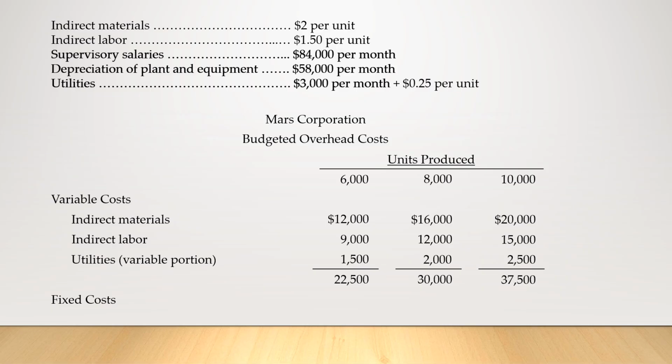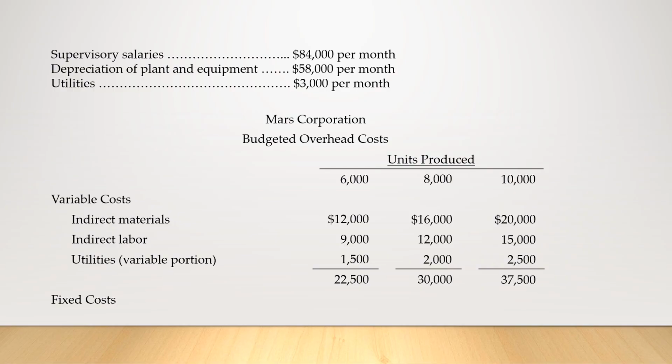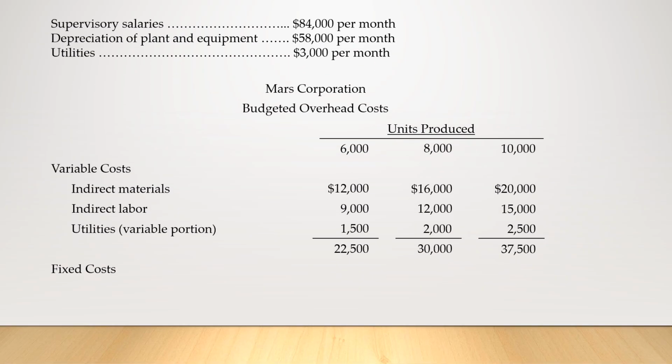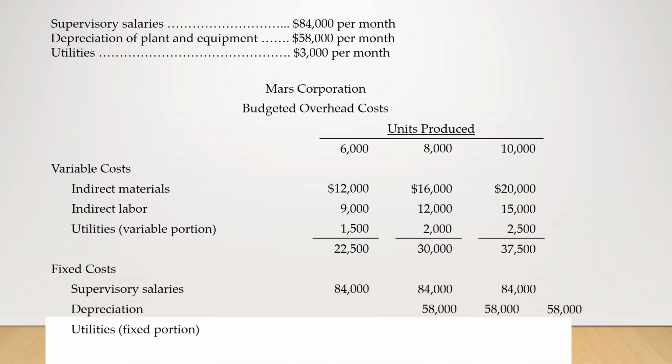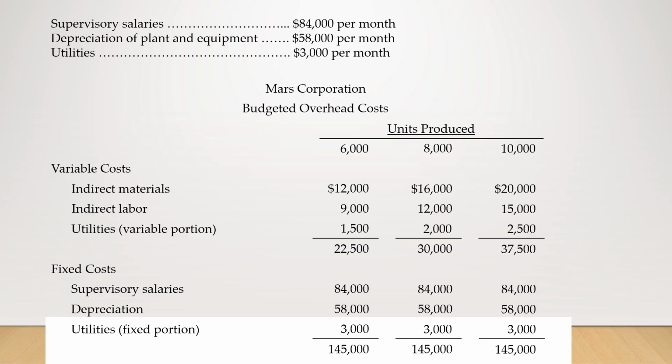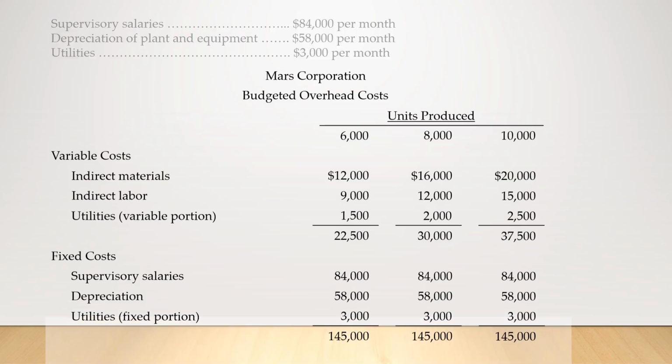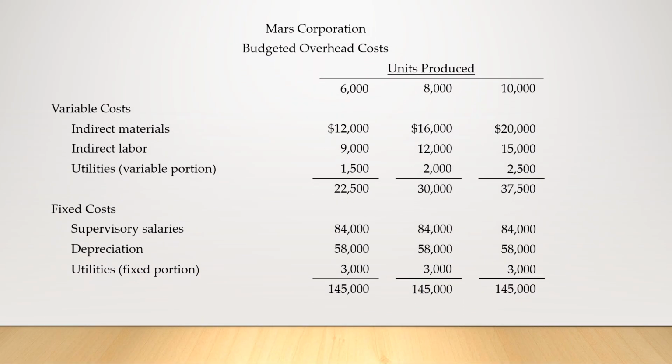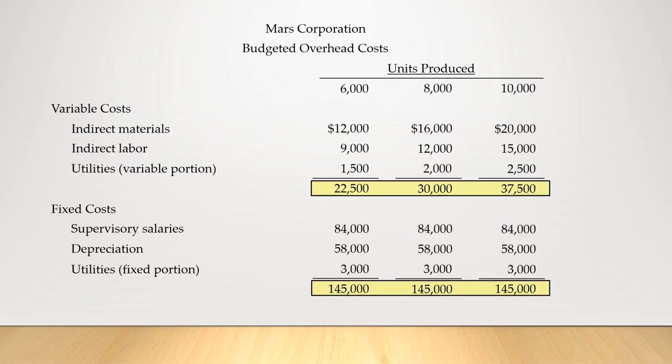Now we can list the fixed costs. Fixed costs don't change, so we list the 3 categories of such costs, and their amounts will be the same under each production level. The total of fixed costs will be $145,000 regardless of units produced. Combine the totals of variable and fixed costs to get total overhead costs.